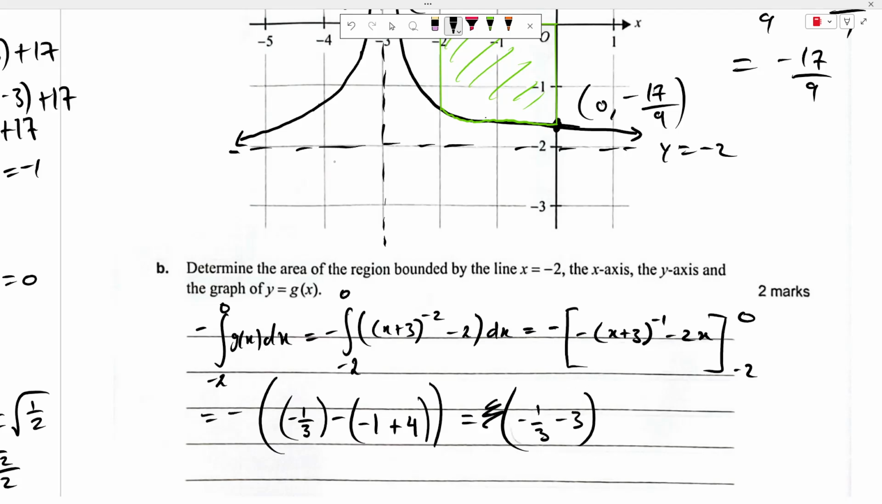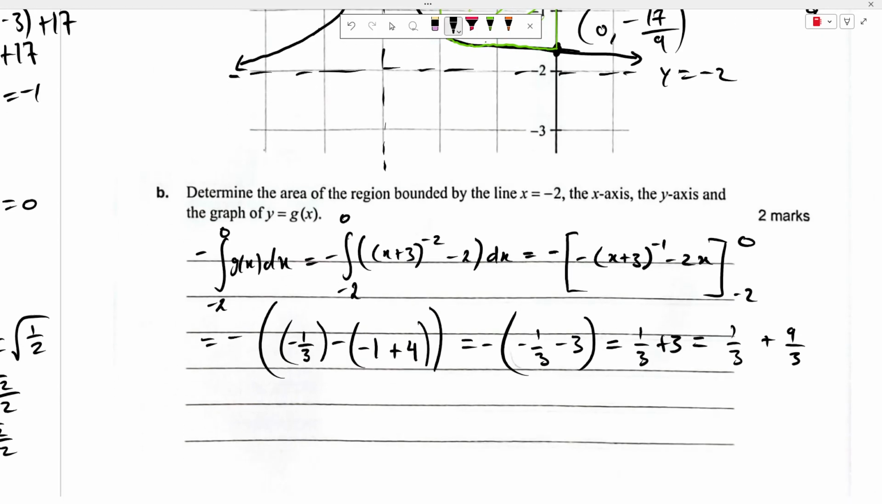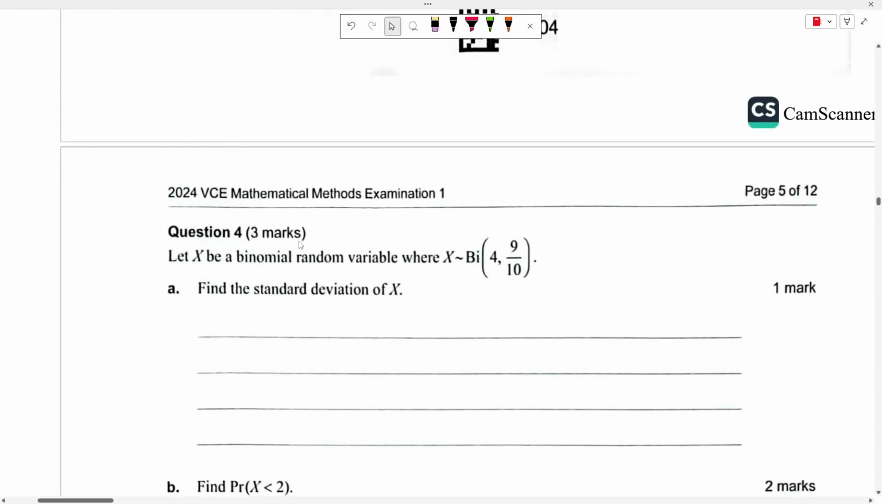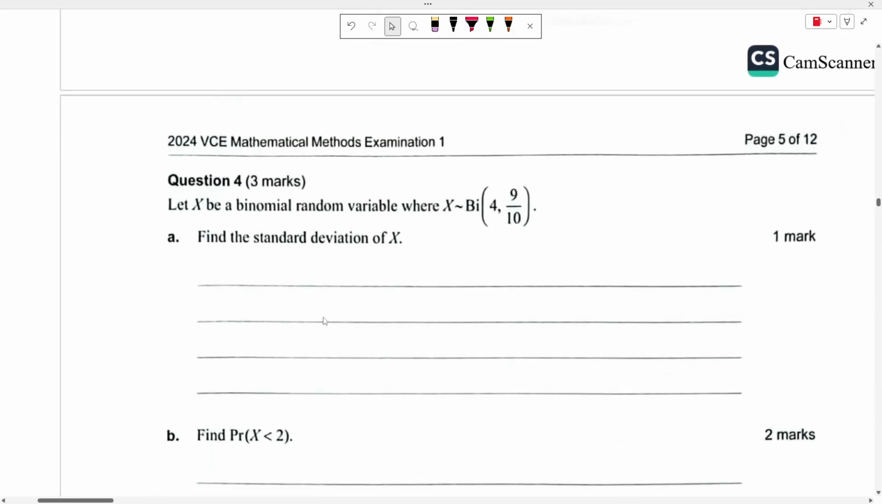But because there's a negative at the front, we can distribute that, and we get a third plus 3. This is going to be a third plus 9 over 3. This is actually going to be 10 over 3. So we have 10 over 3 units squared. That's going to be the area. Right, let's go on to the next one.